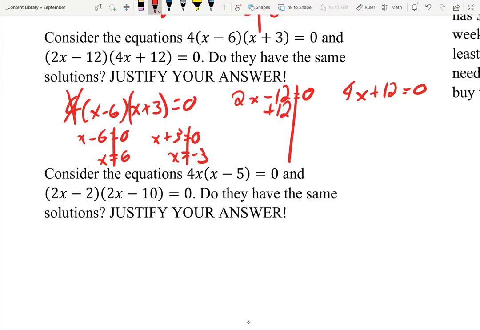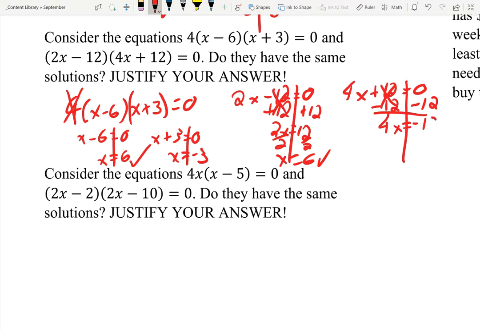So if we add 12 here, we'll have 2x equals 12. And then dividing by 2, we have x equals 6. So that one does match this one, so that's a good start. Now let's see if the other one matches x equal to negative 3. So when we solve it, we have negative 12, subtracting 12.